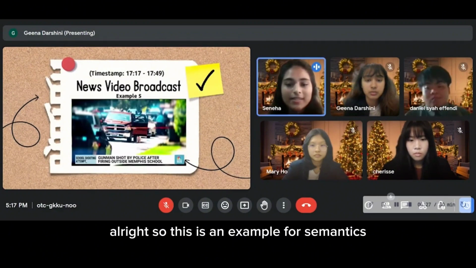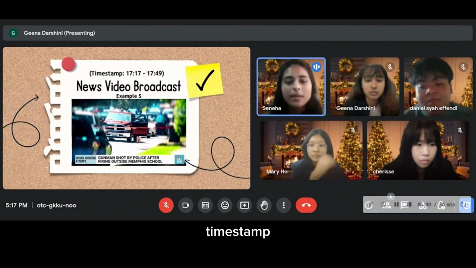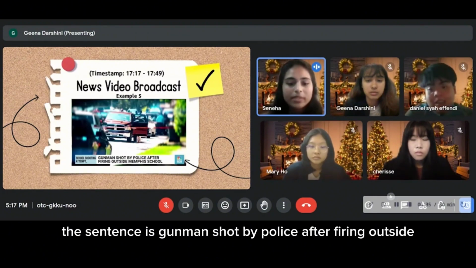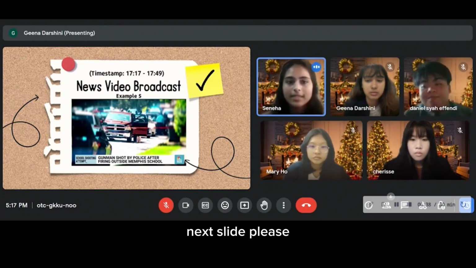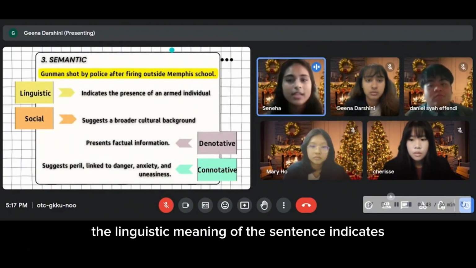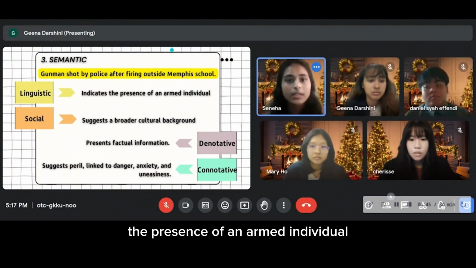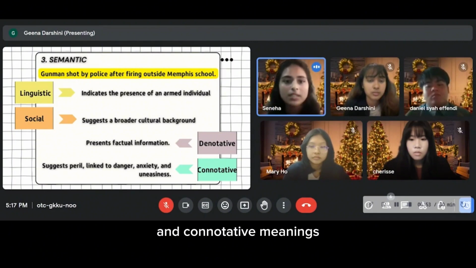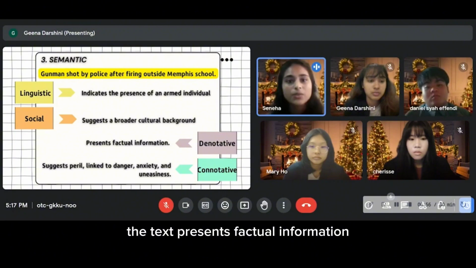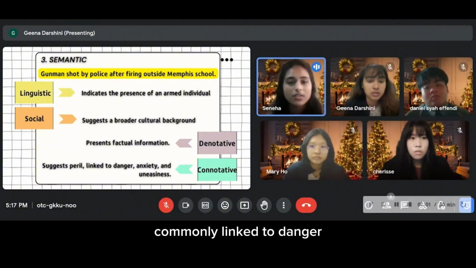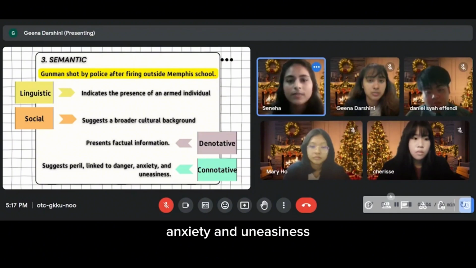All right, so this is an example for semantics, timestamp 17:17 to 17:49. The sentence is "Gunman shot by police after firing outside Memphis school." Next slide, please. Semantically, the linguistic meaning of the sentence indicates the presence of an armed individual, yet socially it suggests a broader cultural background. The sentence encompasses both denotative and connotative meanings. Denotatively, the text presents factual information, however, connotatively, it suggests peril, commonly linked to danger, anxiety, and uneasiness.